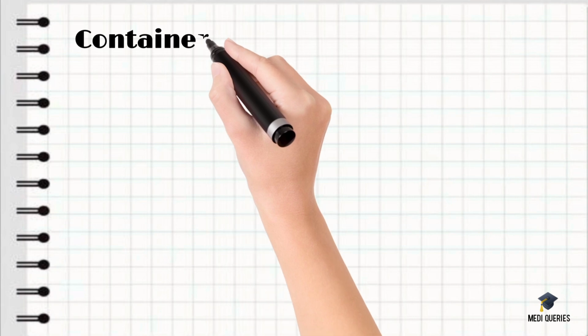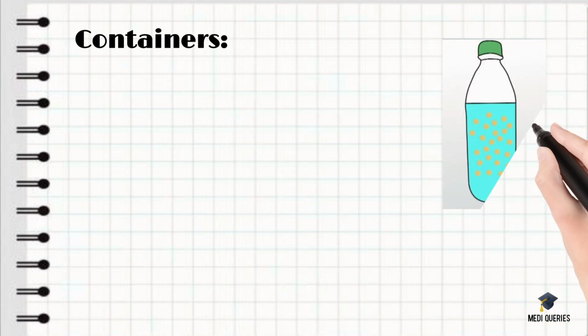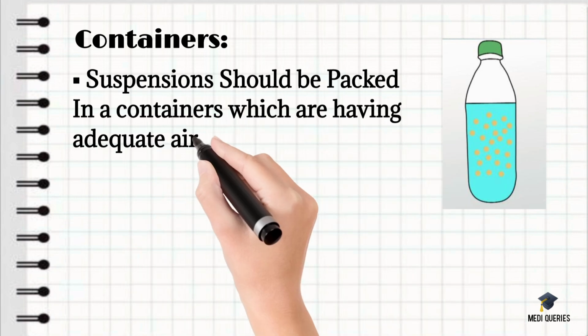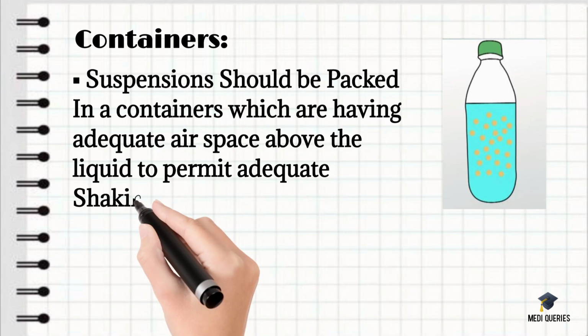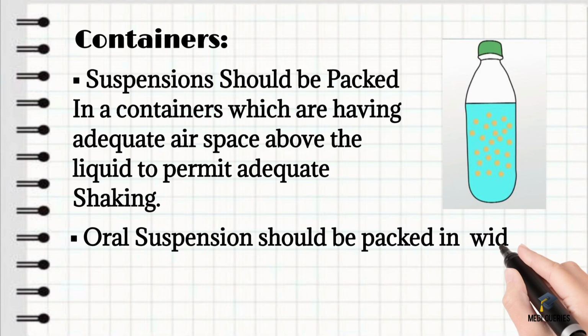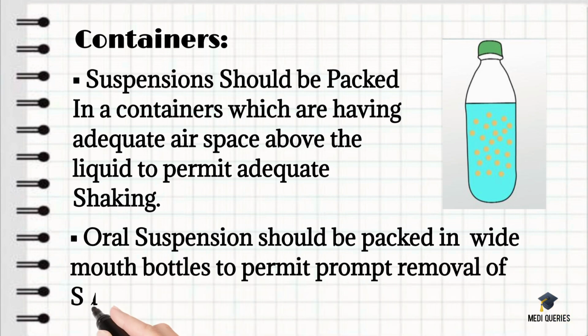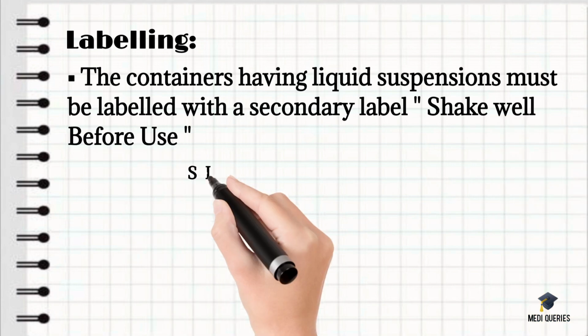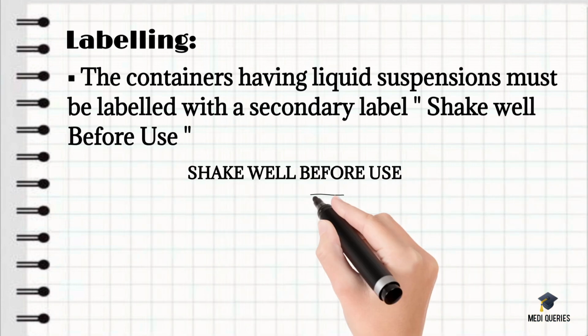So, containers used for the suspensions. The suspension should be packed in a container having adequate airspace above the liquid to permit adequate shaking. Okay, so the suspension should be packed in wide mouth bottles to permit prompt removal of the suspension. Such types of containers are to be preferred for dispensing of the suspensions here. And the next one is labeling. The container having a liquid suspension must be labeled with a secondary label: Shake well before use.